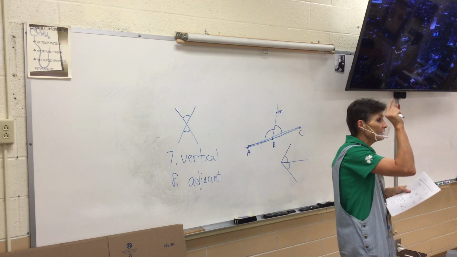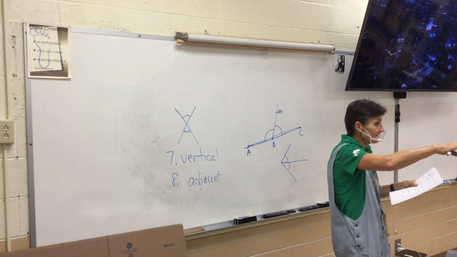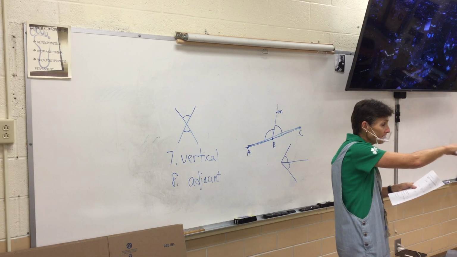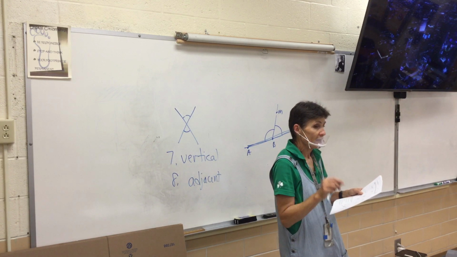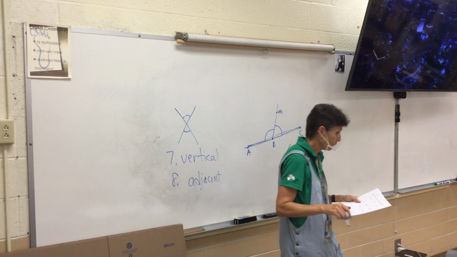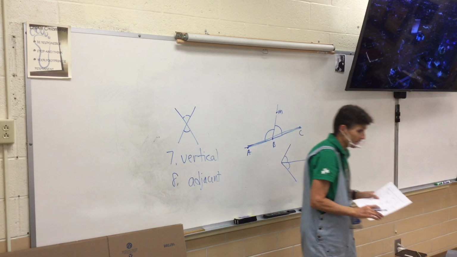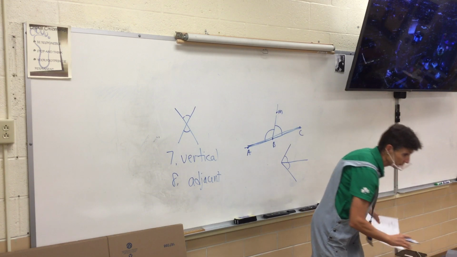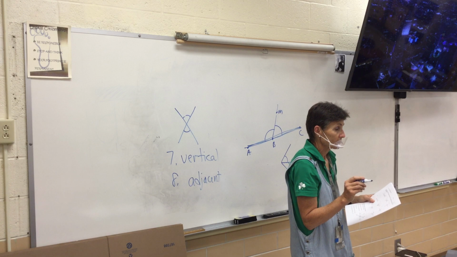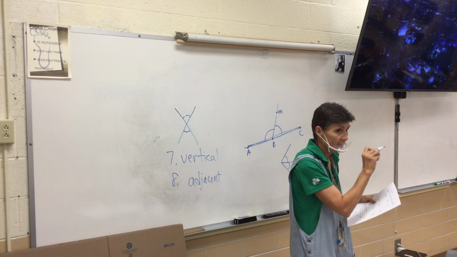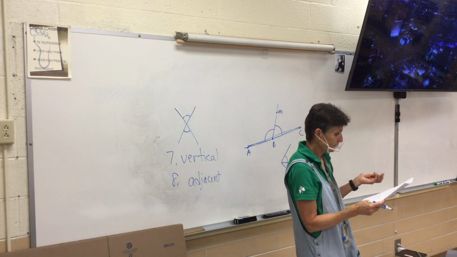Now, Carson, look at number 4. See how 7 and 8 make a straight line? So they are a linear pair. I want everybody to look at problem number 4. That is a linear pair. See how they make that straight line? Okay. What about 9 and 10?